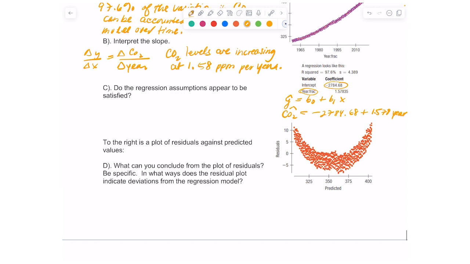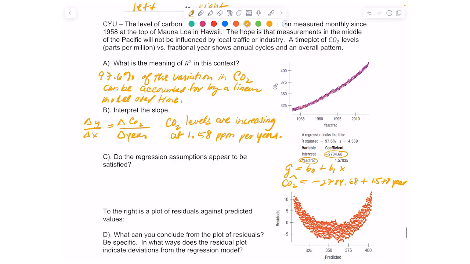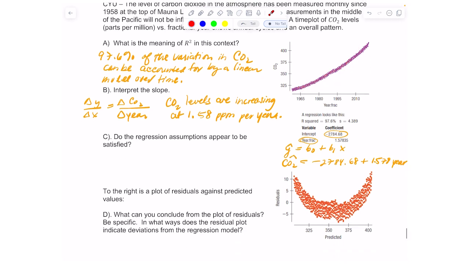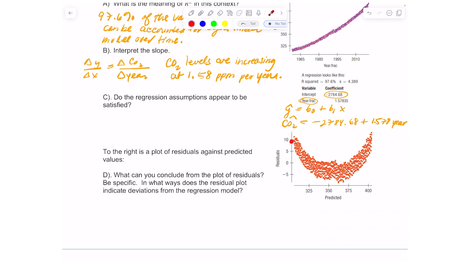Okay, do my regression assumptions appear to be satisfied? Okay, well, if you'll recall, what do I need to look at? I need two quantitative variables, which I have, year and CO2 level. Is it linear? Well, the scatter plot does not appear to be linear. There is a bend there. And we can see in our residual plot below that that bend is evident. So therefore, no. The scatter plot appears to be nonlinear.